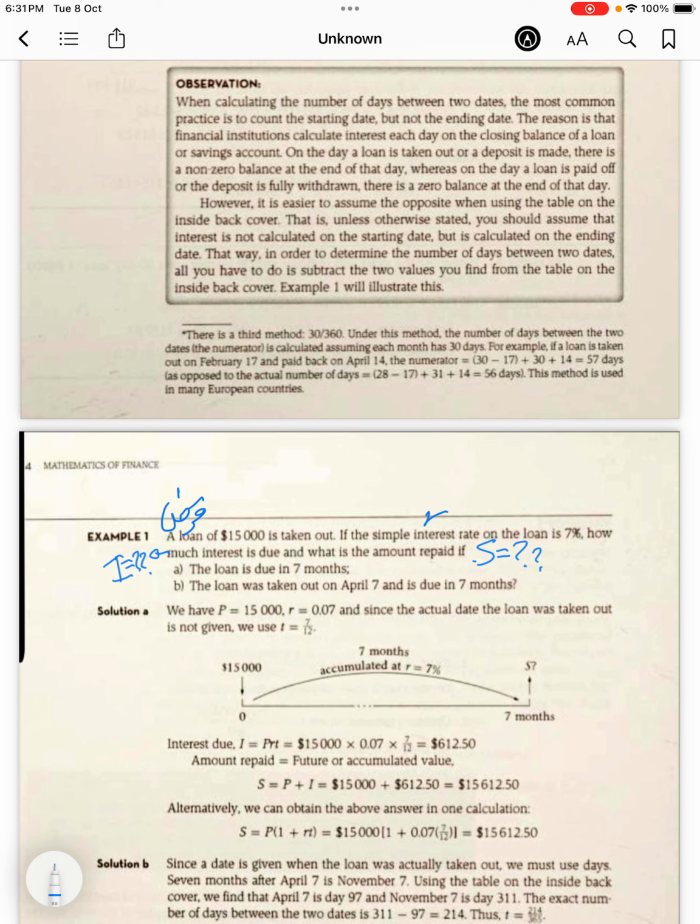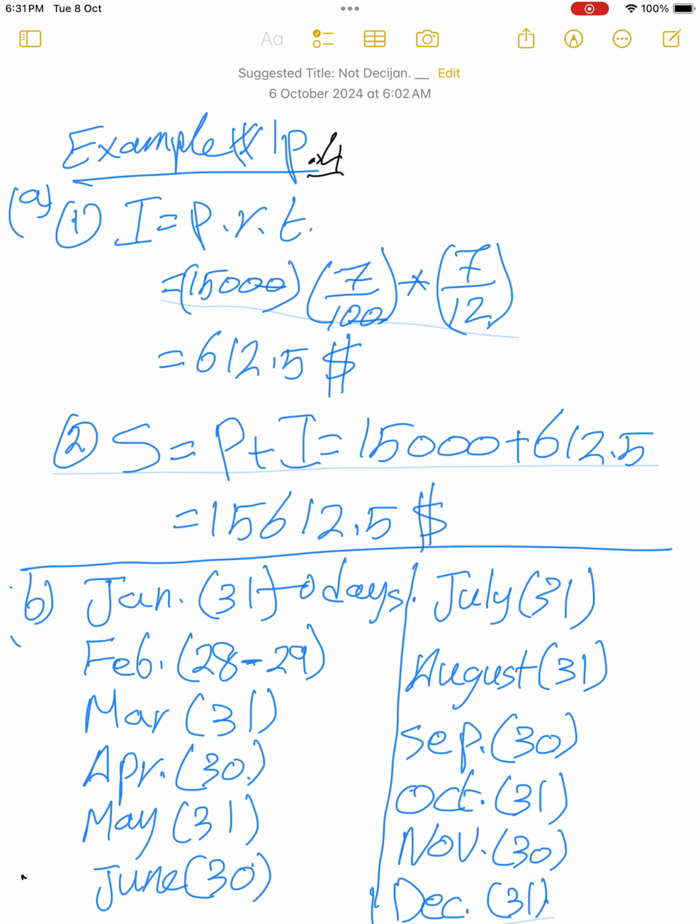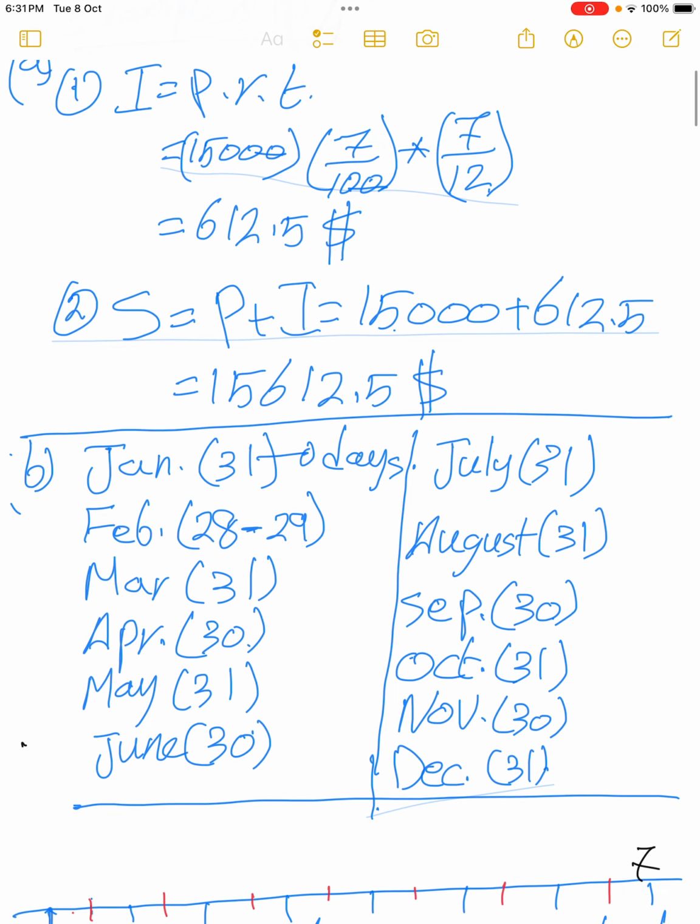Now we will see here: I equals B R T, 15,000 multiplied by 7 over 100 multiplied by 7 over 12 since it is 7 months, which is $612.5. S, the accumulated value, which is B plus I, 15,000 plus 612.5, which is 15,612.5.